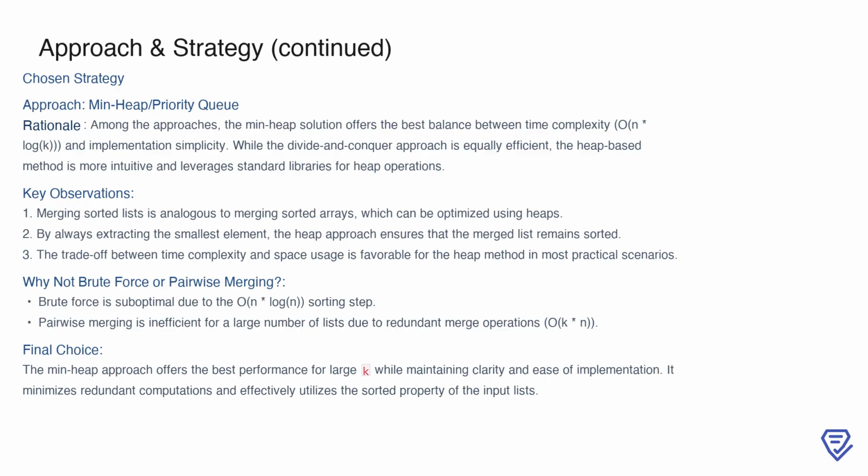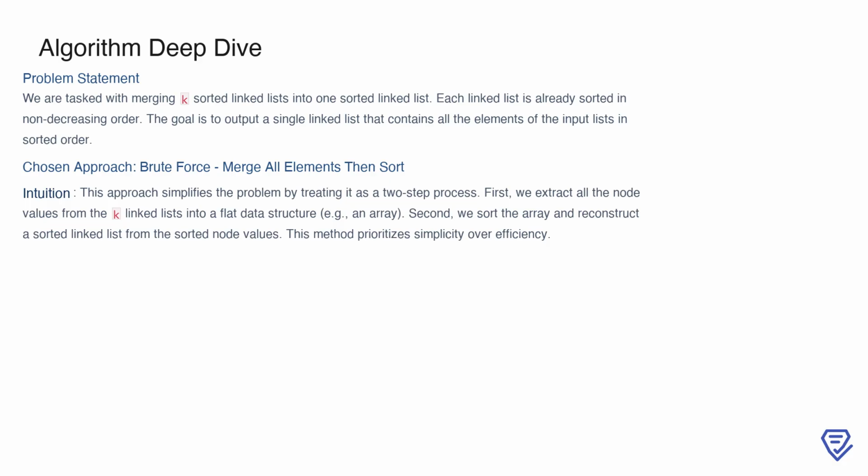While the brute force approach is too inefficient due to unnecessary sorting, and pairwise merging suffers from redundant operations for large K, the heap-based strategy minimizes these inefficiencies. For most practical scenarios, the trade-off between time complexity and space usage makes the min-heap approach the clear choice for merging K sorted lists efficiently.